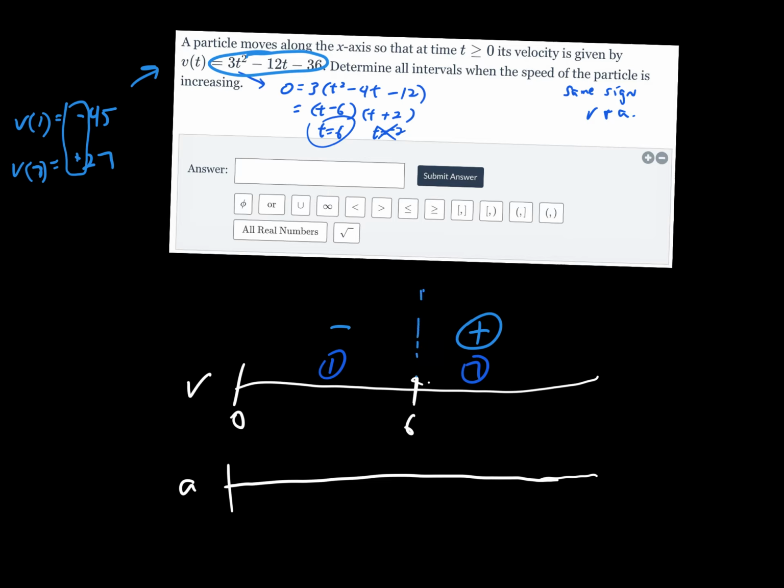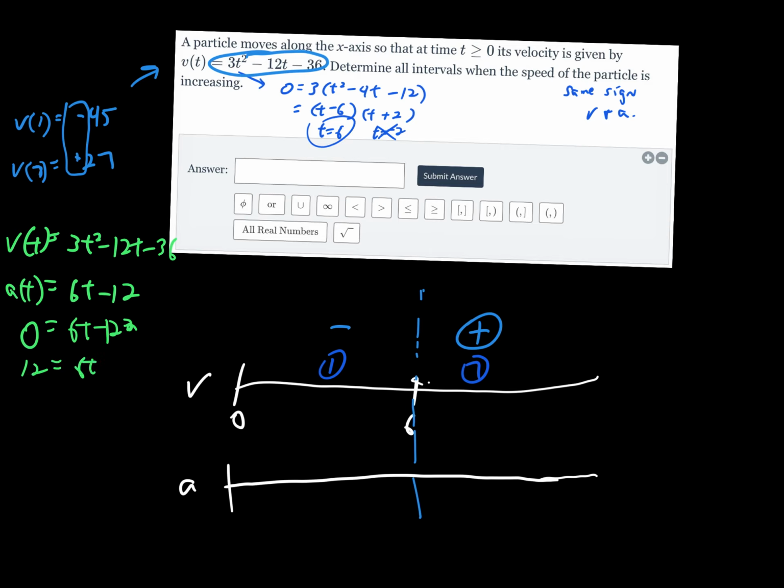All right, great. Now let's go to the acceleration function. If your v of t was 3t squared minus 12t minus 36, then your acceleration function, which is the derivative of that, becomes 6t minus 12. When you set that equal to 0, let's see what we get. 12, move it over, divide, and that's going to be t equals 2.